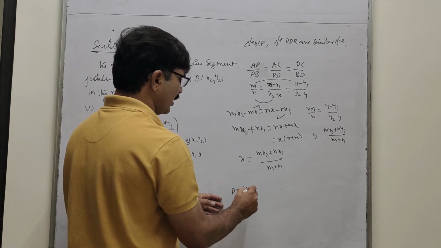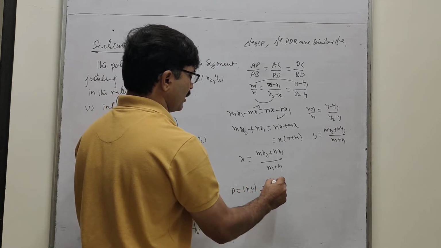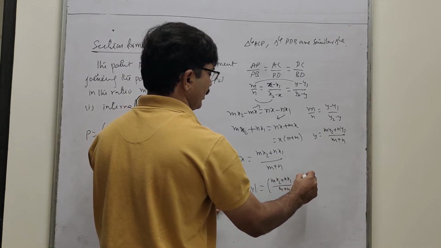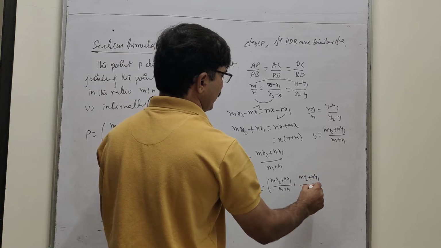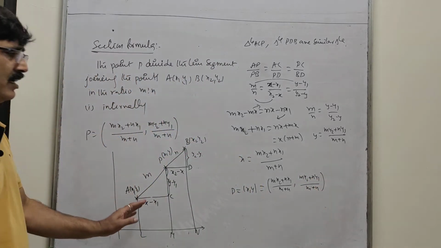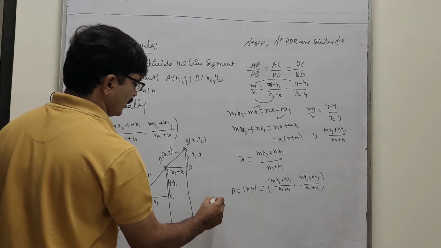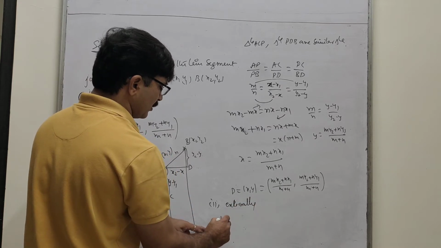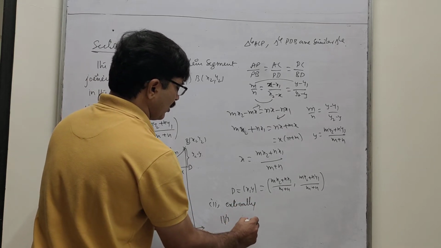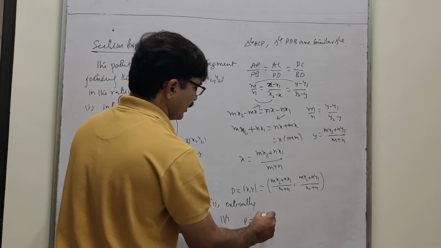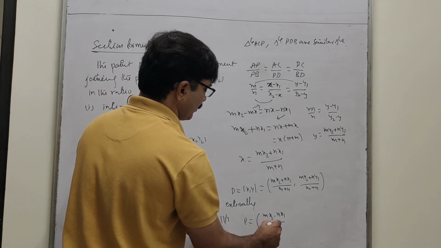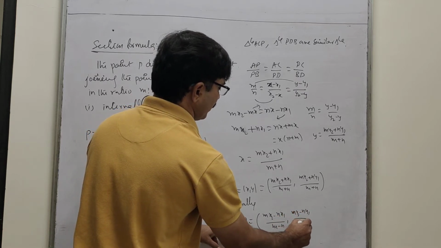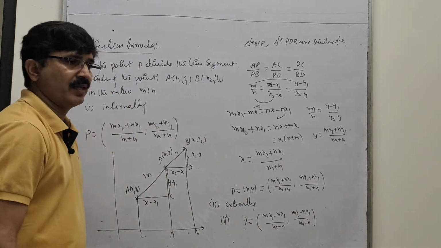Therefore P, which is (x, y), is mx2 plus nx1 divided by m plus n, my2 plus ny1 divided by m plus n. This is internal division. Now for external division, similarly, the coordinates of P are mx2 minus nx1 divided by m minus n, my2 minus ny1 divided by m minus n.